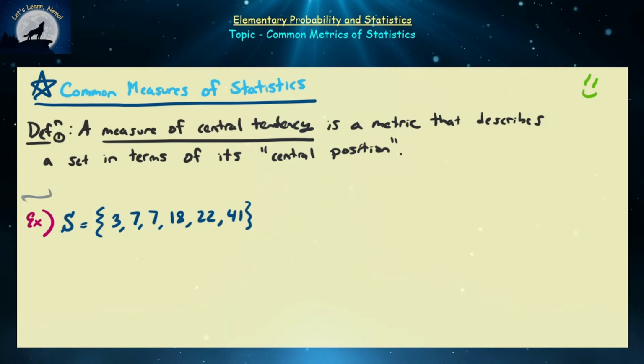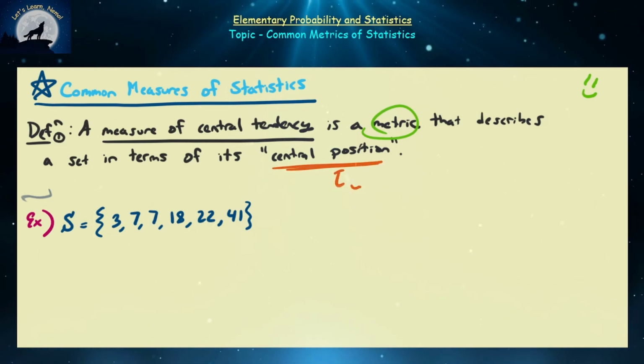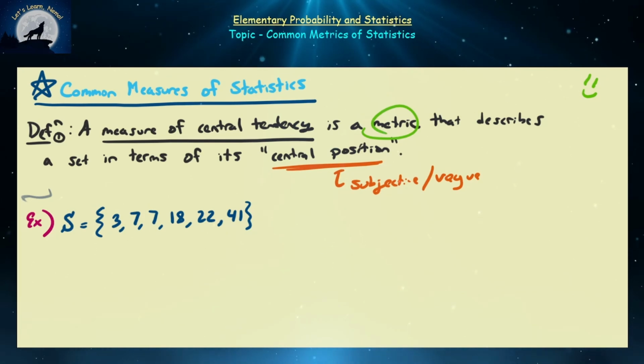So, what exactly is a measure of central tendency? It is just a metric, which is just a number, that describes a set in terms of its central position. So one may ask, what is central position? Well, technically speaking, this phrasing is very subjective, and it's also very vague, which is why we have several different types of measures of central tendency, such as the mean, median, and mode, and a couple others that you probably have already heard of. So what I want to do is just go through some of the most common ones and discuss their differences and similarities between one another.